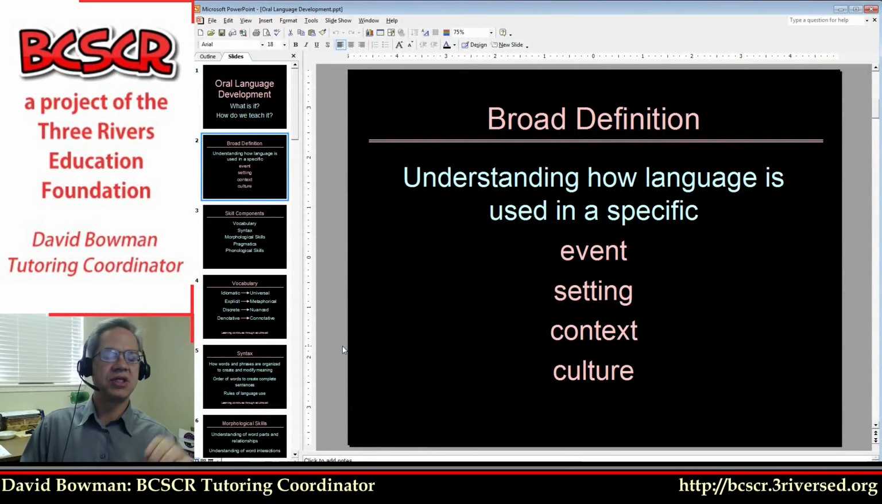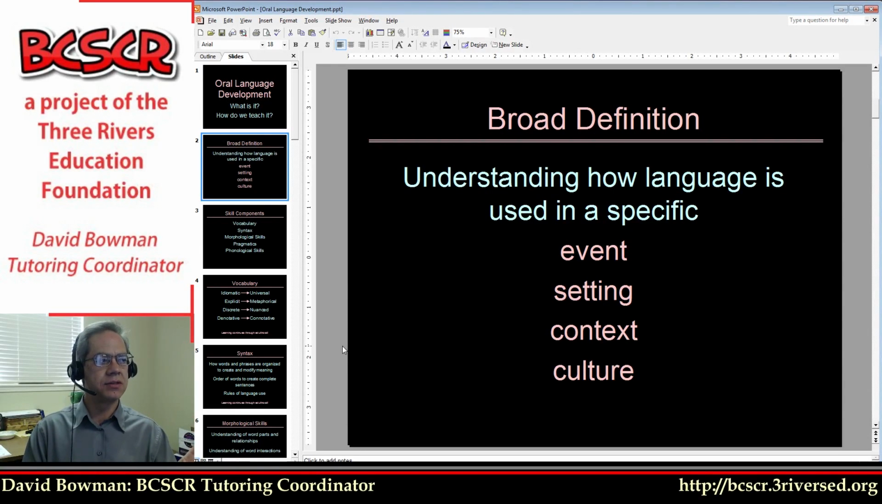The broad definition is understanding how language is used in a specific event, setting, context, or culture. Understanding not only the words that we use, but also how we put those words together to make meanings and communicate ideas, and how we interpret the messages, both written and oral, from other people according to that event, setting, context, or culture. So that is it very broadly.